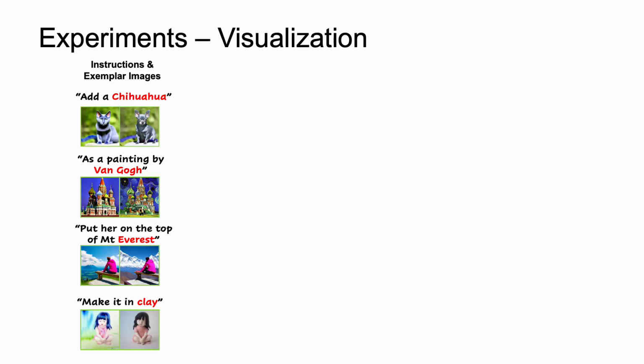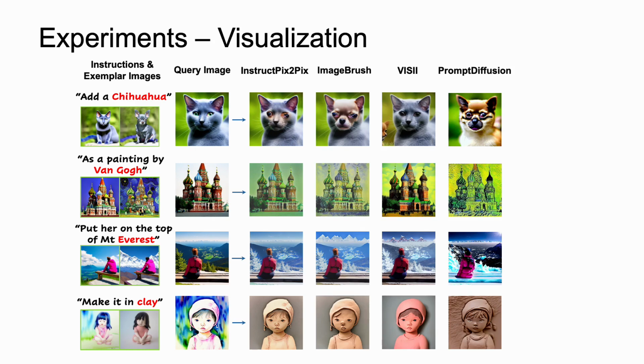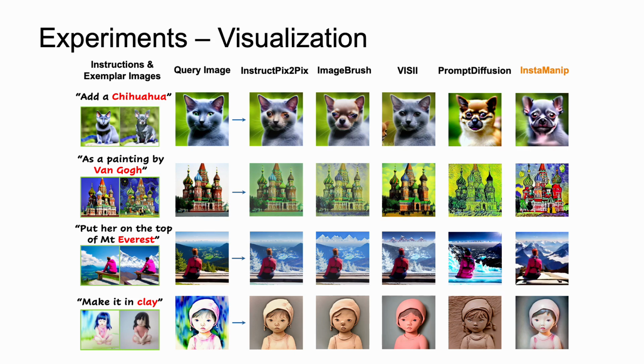We also visualize the model output for qualitative comparison. Here are the instructions and example images, as well as the query image. InstructPix2Pix only takes in textual instructions and thus fails to capture the desired manipulation operations. It only makes trivial changes to query images. Previous few-shot image manipulation methods can learn the unseen instructions better by using visual examples, but may still fail to fully understand the underlying image transformation. In contrast, InstantManip correctly learns the desired manipulation with our novel design, showing a prominent advantage over the competitors.